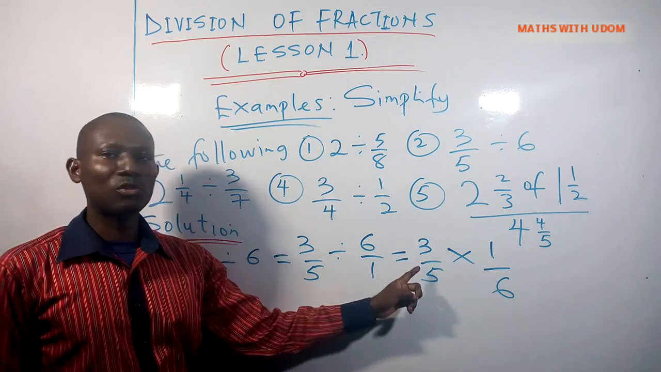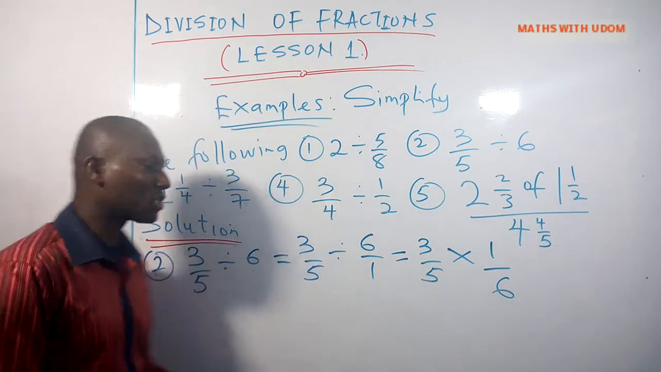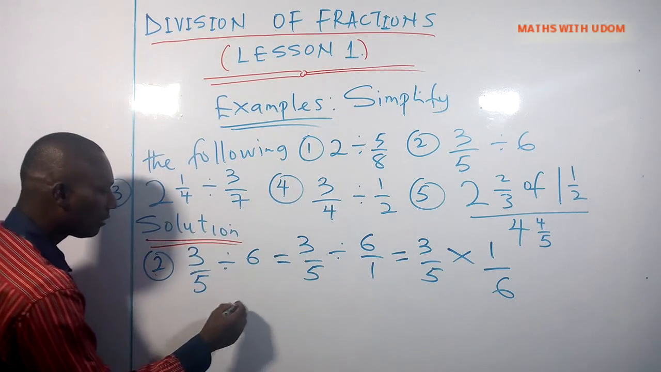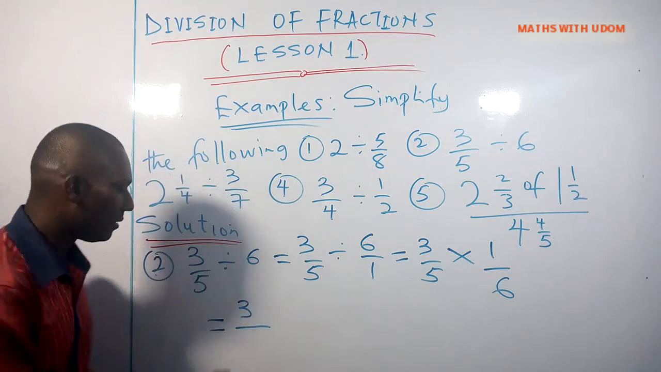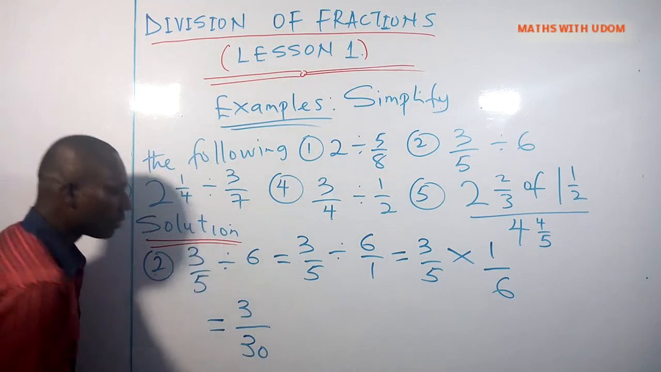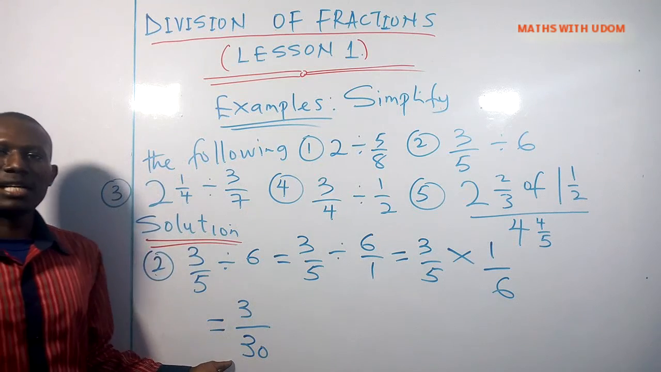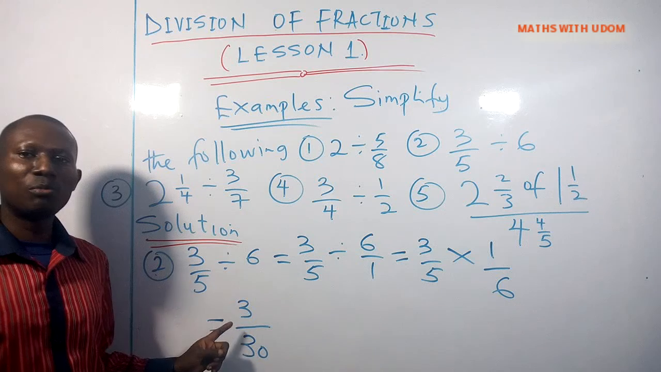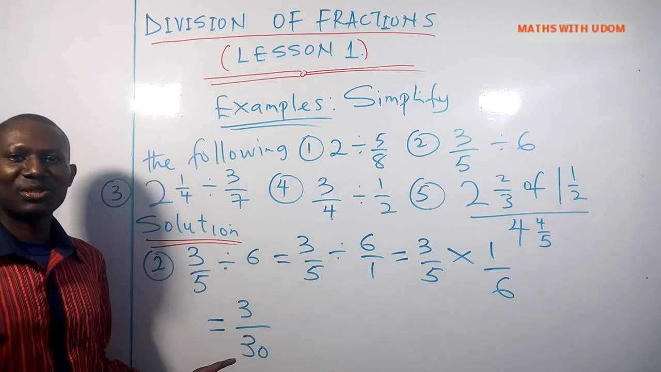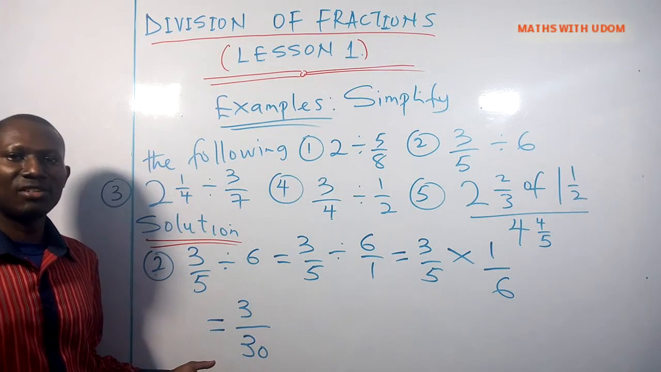So let's multiply the numerator. So 3 times 1 will give us what? Will give us 3. While 5 times 6 will give us what? 30. So we can't leave our answer this way because we have common factors. There's a common factor between the numerator and the denominator. And what is the common factor? 3 is the common factor.